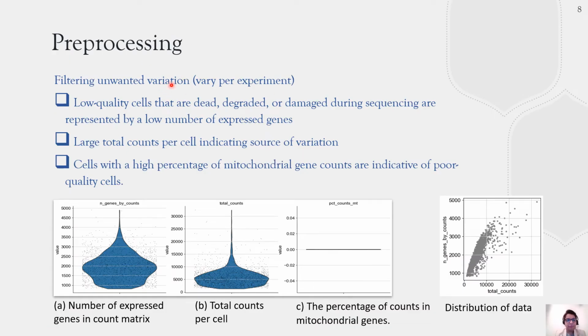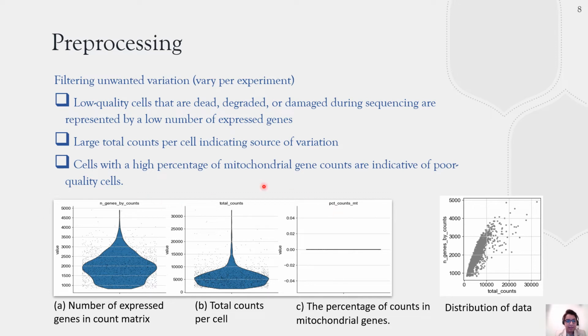This step includes filtering unwanted variation. Low quality cells are represented by a low number of expressed genes. Firstly, we filter out low expressed genes that are detected in fewer than 3 cells. Next, we investigate the distribution of data which shows low quality cells. Based on the figure, we can see that the number of genes expressed in the count matrix is dense for less than 4000. So we filtered out these 7 cells to remove the low quality ones.